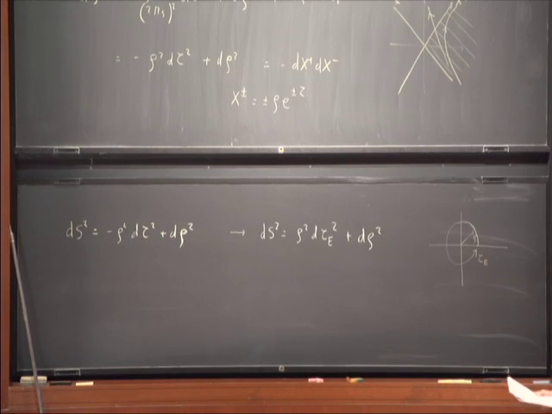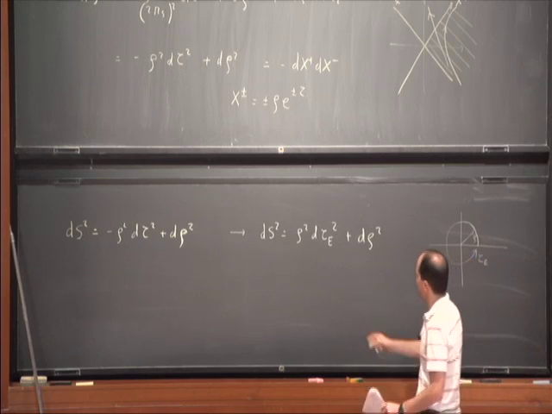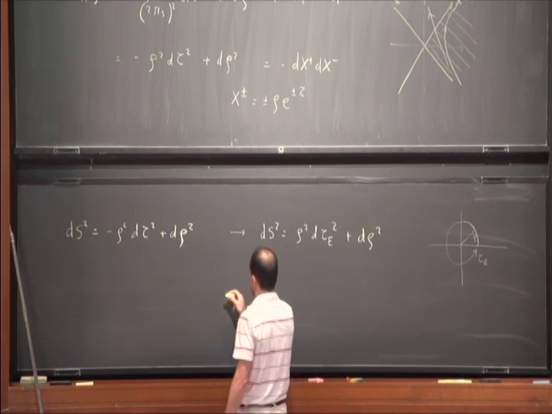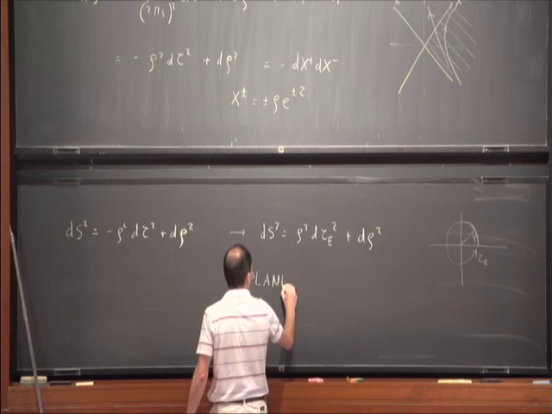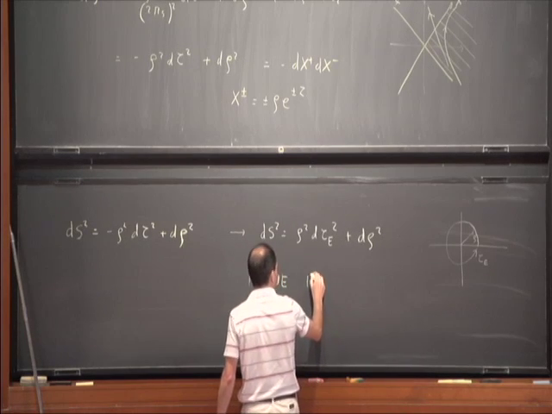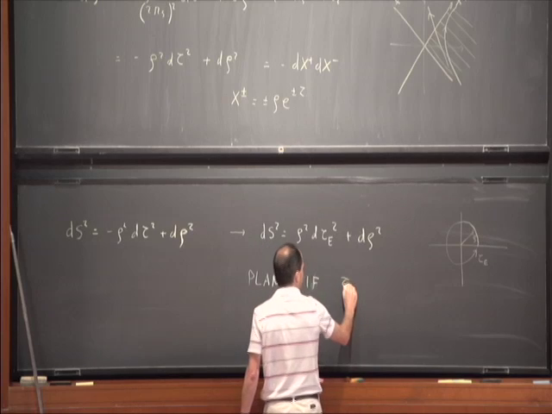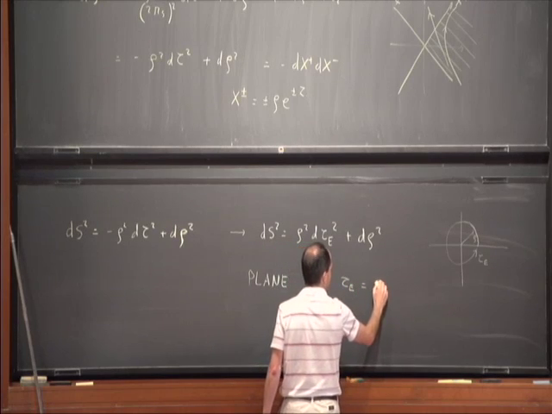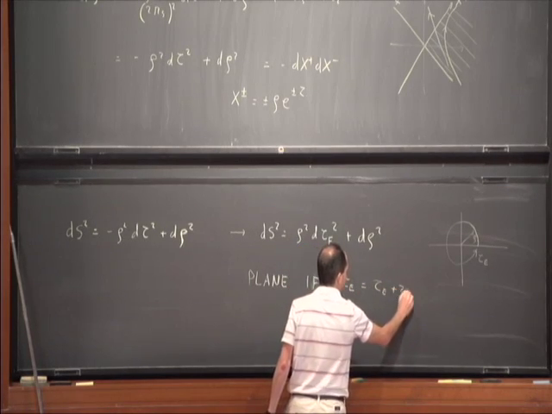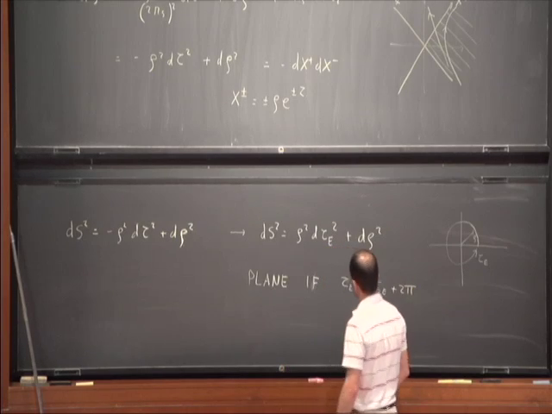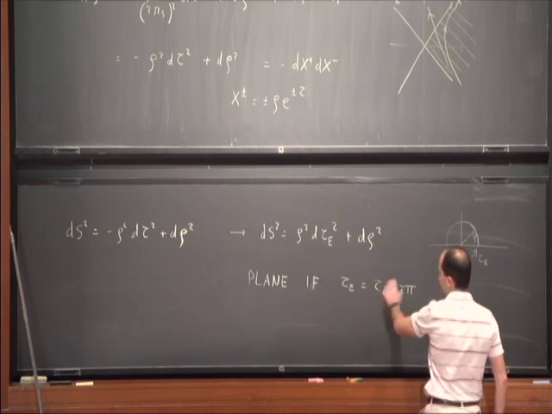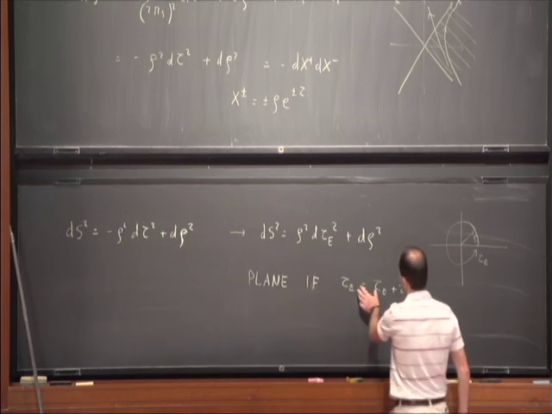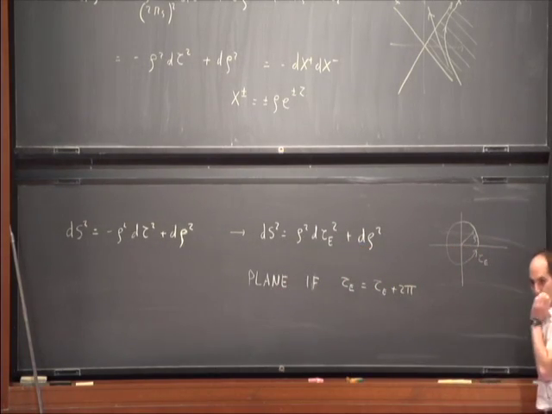Now, we would have exactly the plane if we chose this tau Euclidean to be periodic. Okay. So we have the ordinary plane if tau Euclidean is equal to tau Euclidean plus 2 pi. Okay. And vice versa, if we want this Euclidean geometry to be exactly the plane, then we need to take this tau Euclidean to have period 2 pi. Okay.